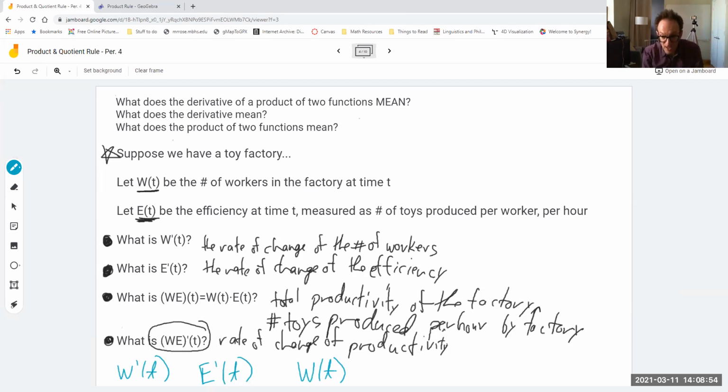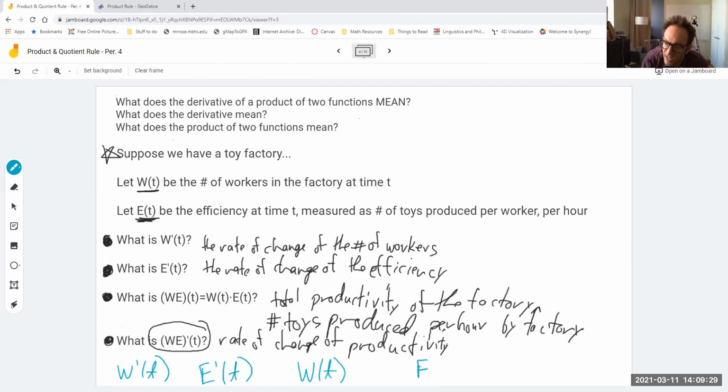Because if the efficiency suddenly goes way, way up, but there aren't enough workers there to absorb that efficiency, then that's not going to have that much of an effect on the overall output of the factory. In other words, if there are only 10 workers at the factory and suddenly every worker becomes twice as efficient, that's only going to have a small effect on the overall output of the factory. Whereas if there are 10,000 workers at the plant and they become even 1% more efficient, that's going to have a bigger effect on the output.